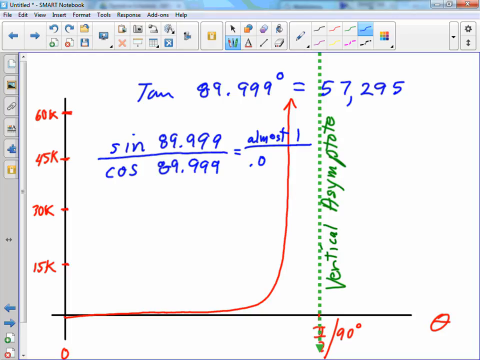Come on. Cosine 89.99. All right, what mode are you in? It's not right. Somebody else, please. Sarah? Thank you, Sarah. Good. It's not 1 point. I don't know what's going on.